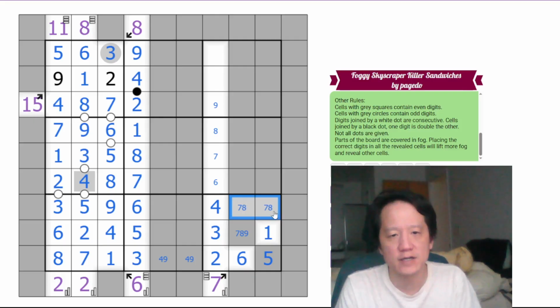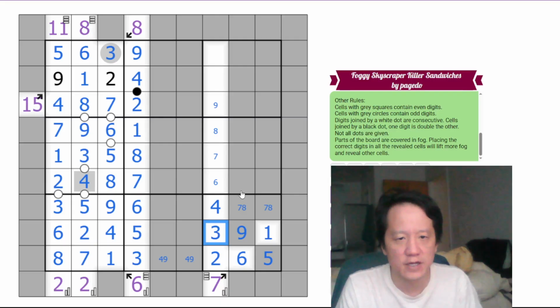None of these can be 9. Where is the 9 in this box? It has to be here, so that's 9. This again could be 6, 7, 8, 9 at maximum. So any of these could be 1. So this could be 1. It can't be 2, 3, 4. We have 5 as a possibility.